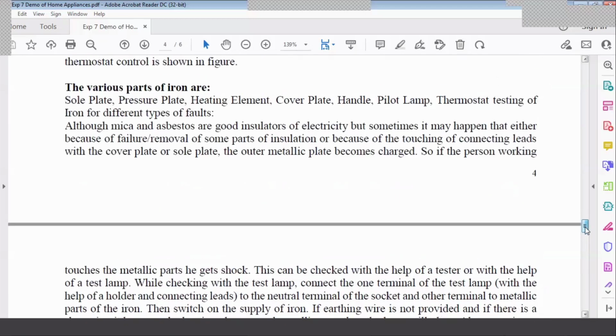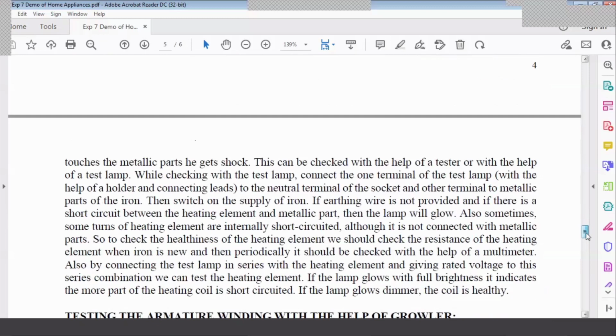Now, if we have some fault in this, suppose some insulation breakdown happens in the iron. Even though we are already using mica and asbestos in this electric iron, the manufacturer provides this material to avoid any shock, but sometimes it may happen that insulation breakdown will occur inside this iron, so the leakage current will pass. It touches the surface, and if we touch the electric iron, we can get a shock, right? To test the leakage current, we can use the tester or the test lamp, right?